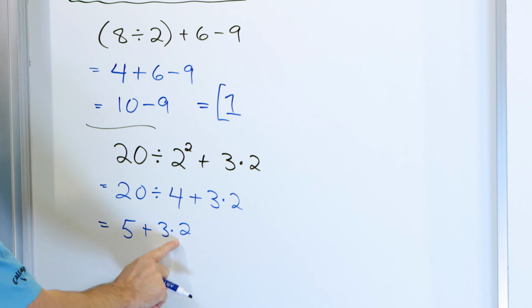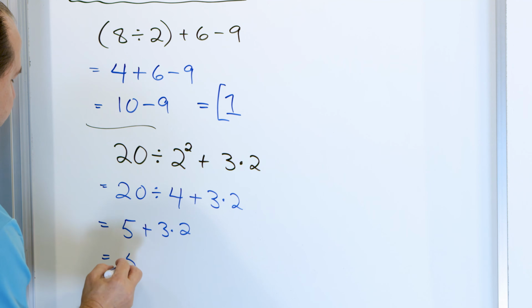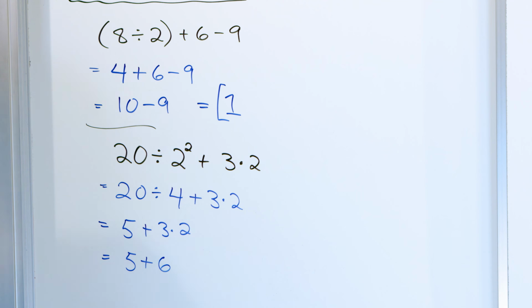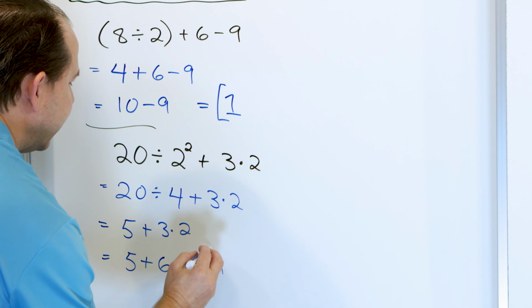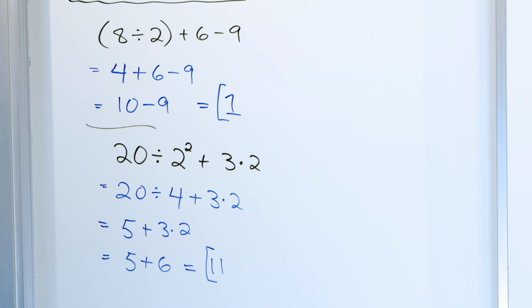Now I have addition and multiplication. I have to do that multiplication first. 3 times 2 is 6. And then 5 plus 6, that's the only thing left. That's the last thing. Addition always comes last. The answer is 11, and that's the final answer.